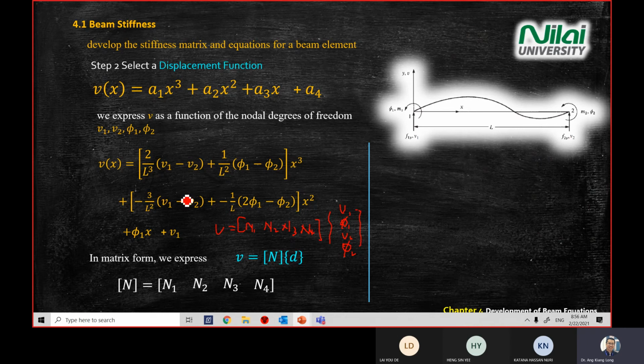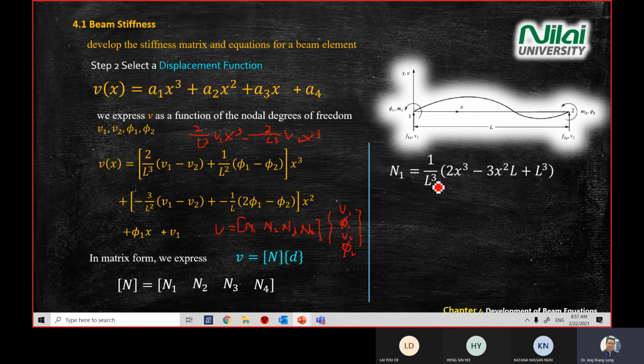If you look at this equation, you have to rewrite all this equation. Means that you have to break all this equation, with terms like x, minus 2L, minus 2L cubed, V2, x3 and so on. You have to expand all this equation and then you put them together in V1 terms, rotation 1, V2, and rotation 2 terms. All right, then only you can see what is your N1.